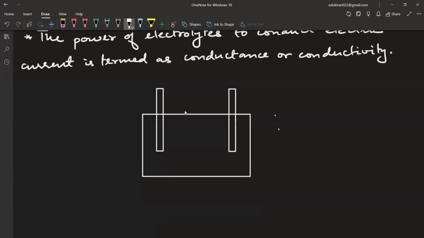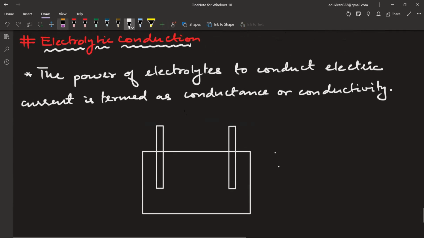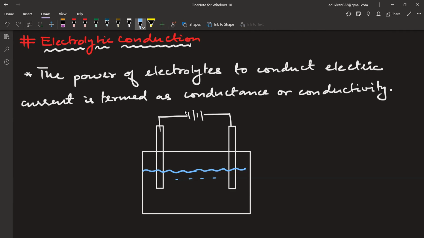So these are two, you can assume them to be electrodes connected through wire, some kind of battery. And here we have some water and there will be some ions present. Now when the electricity will flow, it has to also flow through the ions, right?